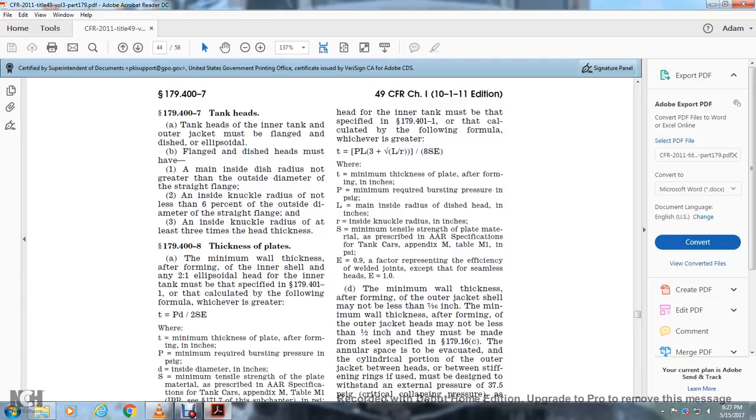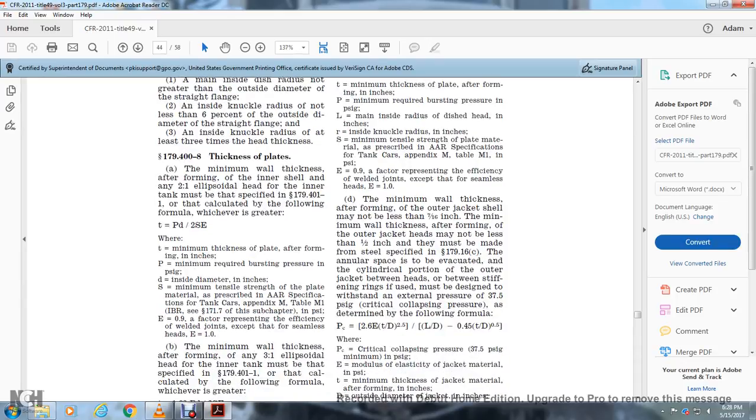L is the main inside radius of the dish head in inches. R is the inside knuckle radius in inches. S is the minimum tensile strength of the plate materials prescribed in the AR specification for the tank cars, Appendix M, Table M1, in PSI. E equals 0.9, the factor representing the efficiency of the welded joints except for the seamless, where E is equal to 1.0.